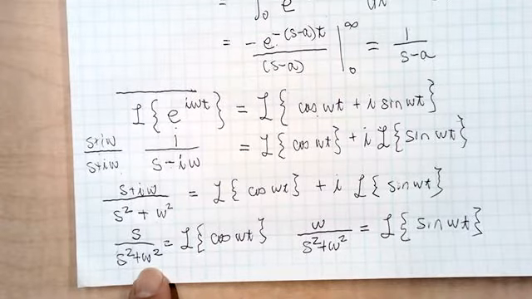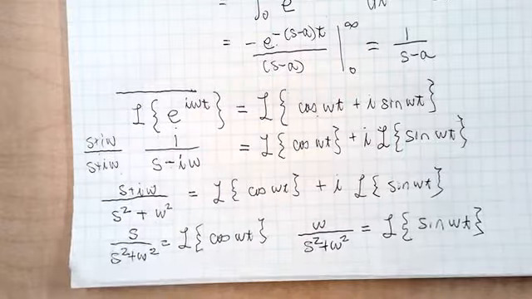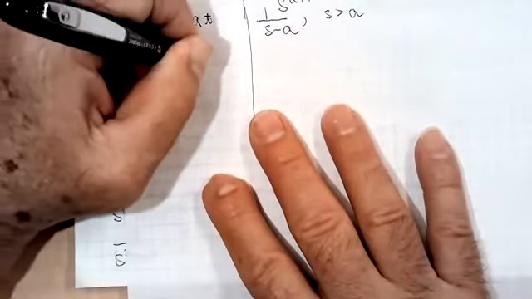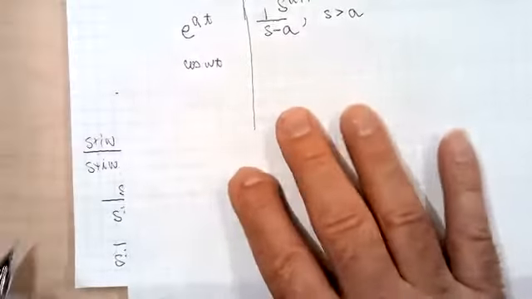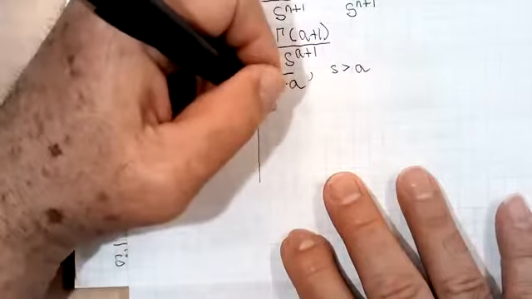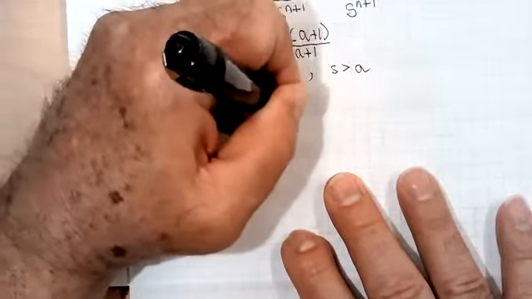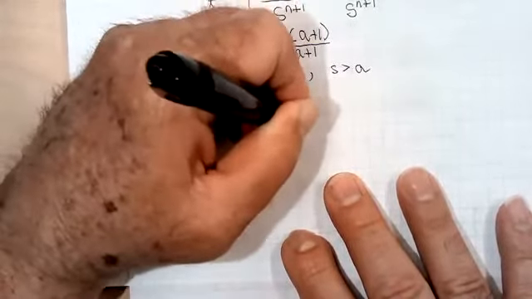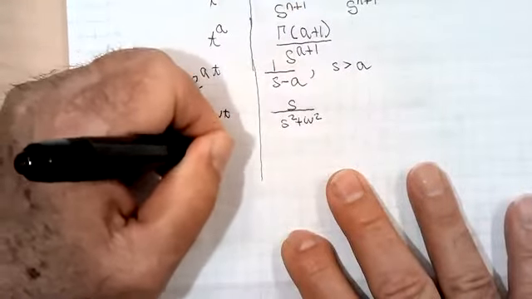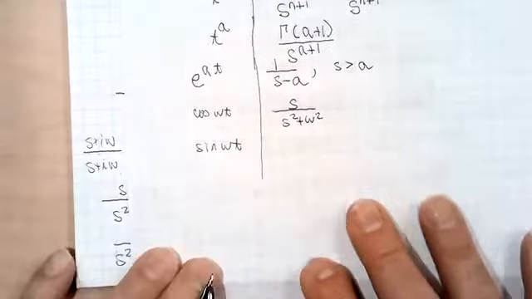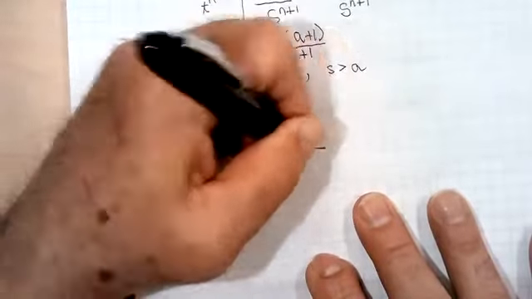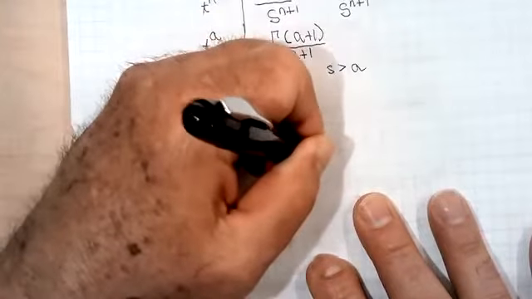So I'm going to copy them over to my table. I have cosine omega t. It has transform s over s squared plus omega squared, and sine omega t has transform omega over s squared plus omega squared.